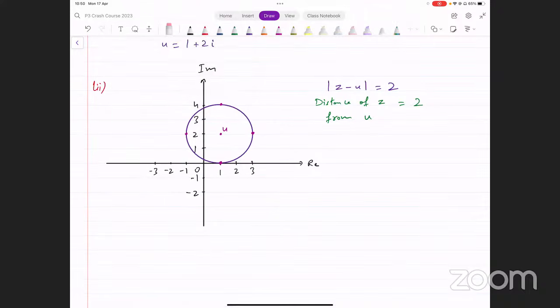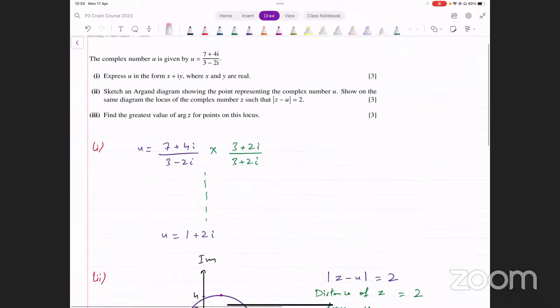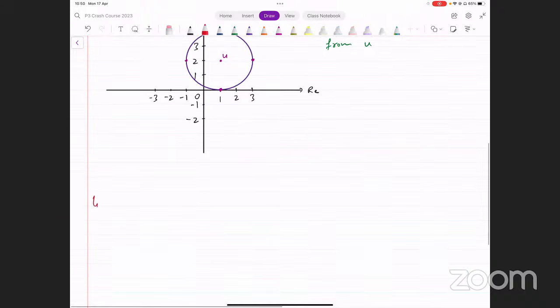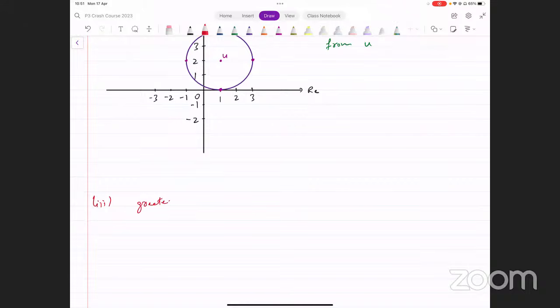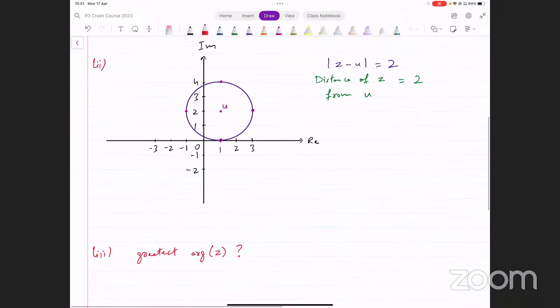Okay. Let's look at the next part now. The next part says, find the greatest value of argument of Z for points on this locus. And that's a 3-mark question. Now for this, you have to use your diagram. So it's really important that you've drawn the previous diagram reasonably accurately. Otherwise, you'll find it very difficult to understand what's going on here. So what you're looking for now is the greatest value for the argument of Z. That is what you want to figure out. Greatest value for the argument of Z.